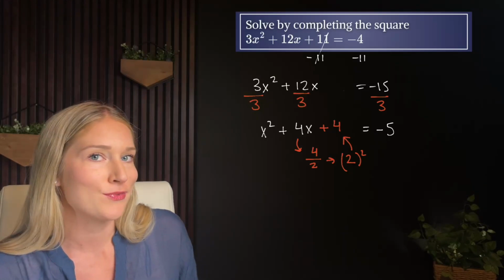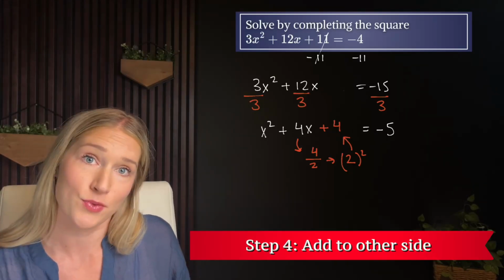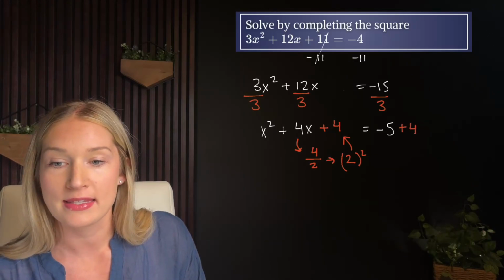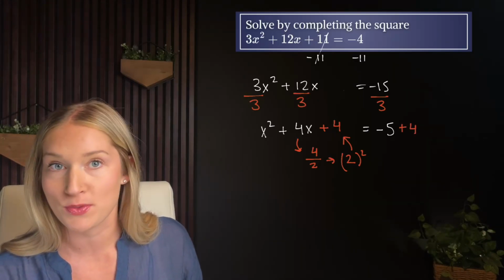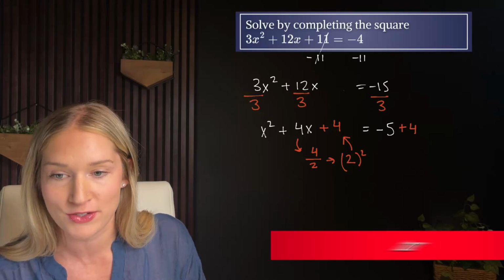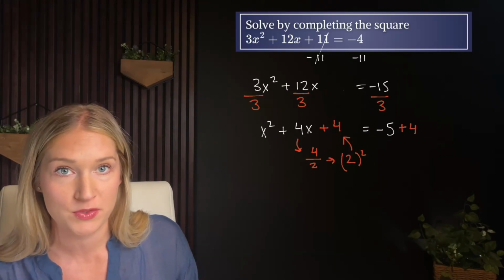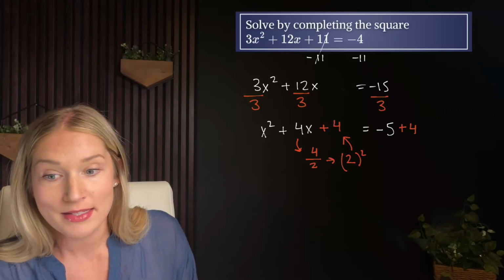But I can't just add 4 to the left, I have to also add 4 to the right-hand side of my equation. So on the right, I add 4, and the left is now a perfect square trinomial, so I can factor. Remember that we created it so that it would factor as a perfect square trinomial, so I know exactly how it's going to factor.